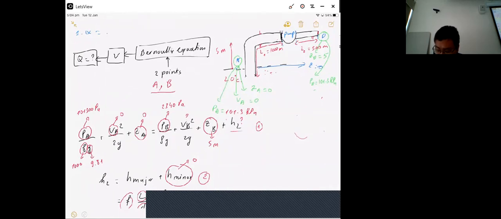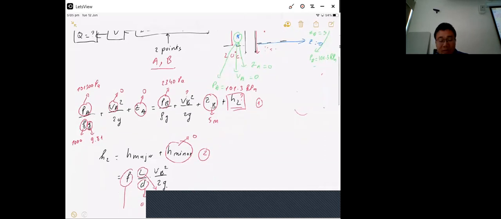the energy loss hL, because now we have real flow, not ideal flow. If ideal flow, hL is 0. So when hL is 0, it's very easy to find VB, because we have everything: pressure PA, VA, ZA, and at B we have PB and ZB. So if hL is 0, easy. But now hL is not 0.